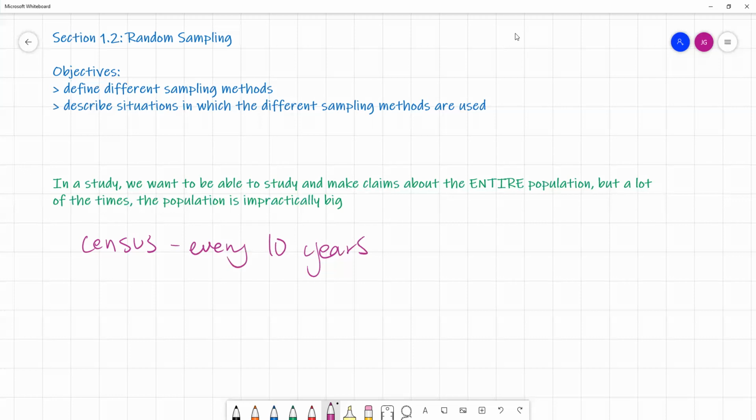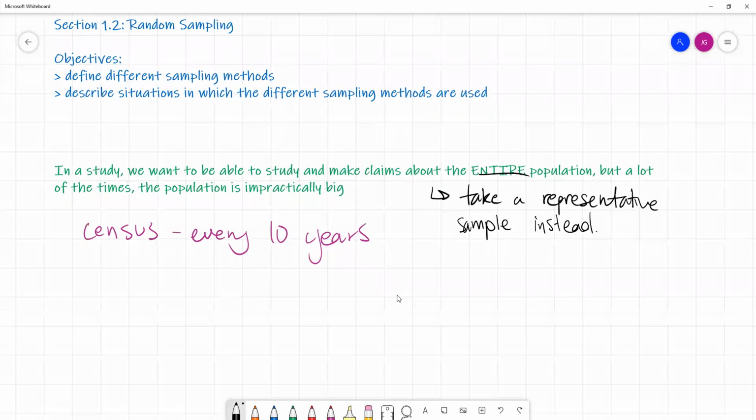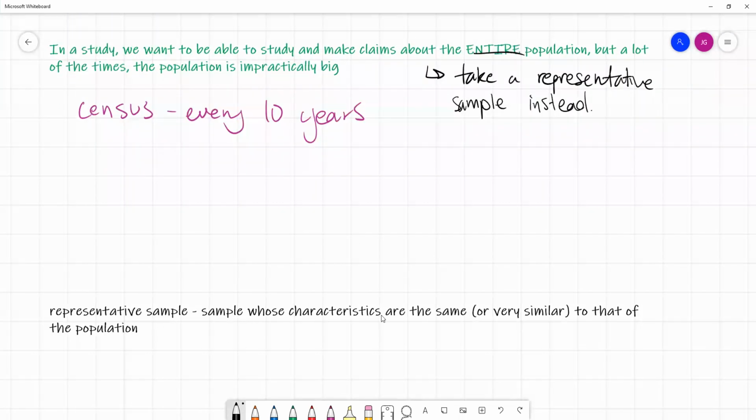And we actually take what's called a representative sample. So instead of looking at the entire population, we're going to take a representative sample instead. Okay, so what does it mean for a sample to be representative? Well, it's a sample whose characteristics are the same or very similar to that of the population.